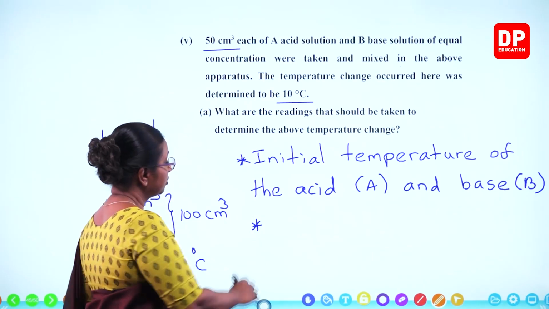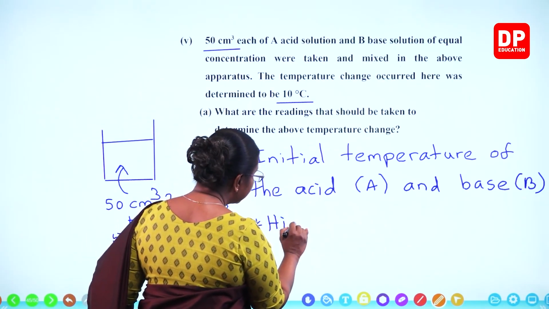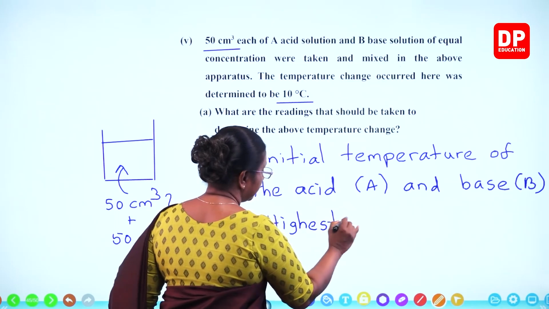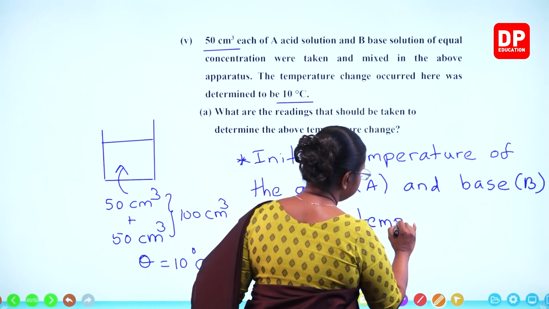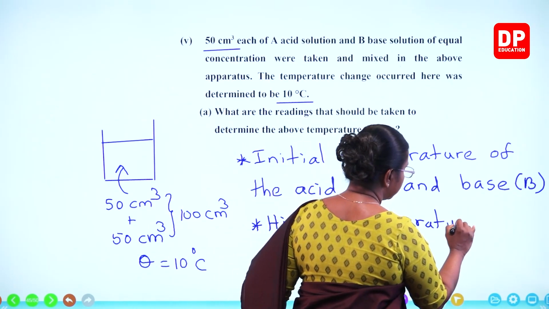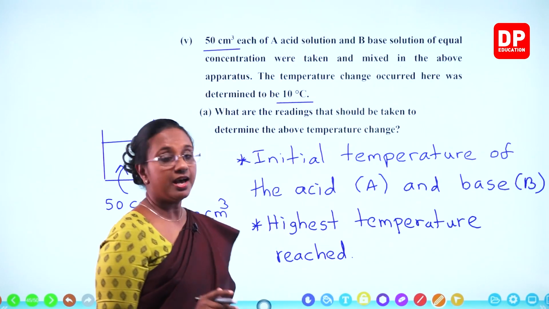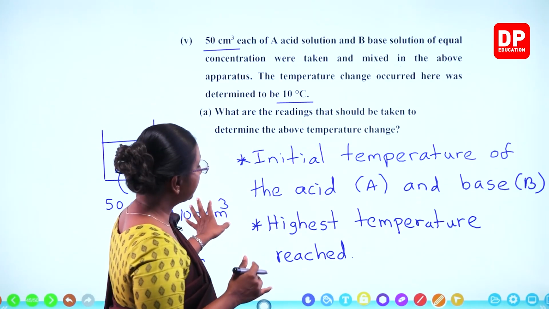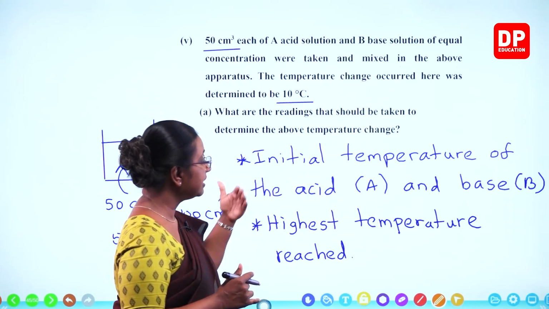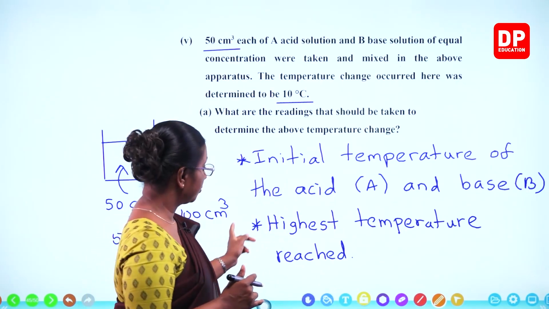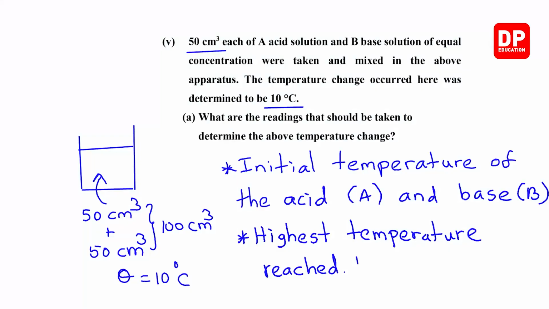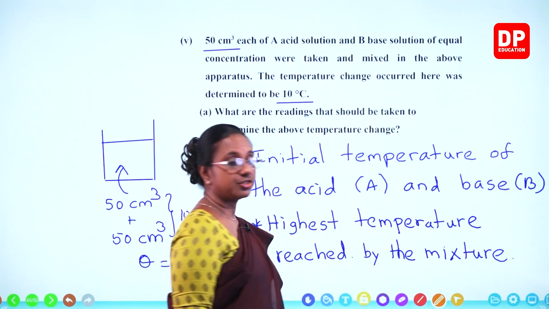So when you write also, you have to write highest temperature reached, or observed, or at least you have to say highest temperature. So the initial temperature of acid and base, and once the two are mixed, here the highest temperature reached by the mixture. Or you can even say reaction mixture.